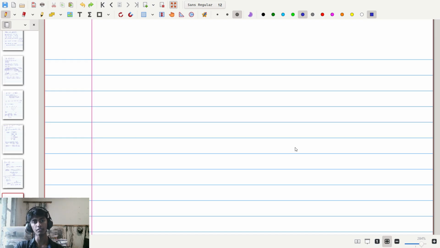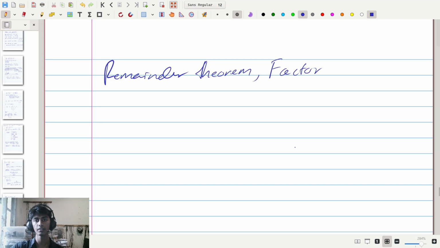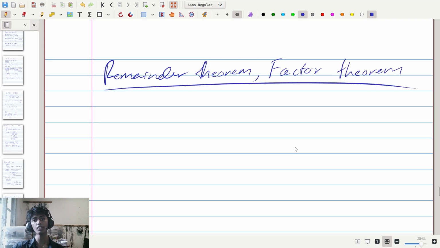Now that we're in the next lesson, what we're going to cover is something called the remainder theorem and the factor theorem. These two theorems are related to what we just did, dividing one polynomial by another, except there's a special case that we're doing. We're considering dividing a polynomial by x minus some number.